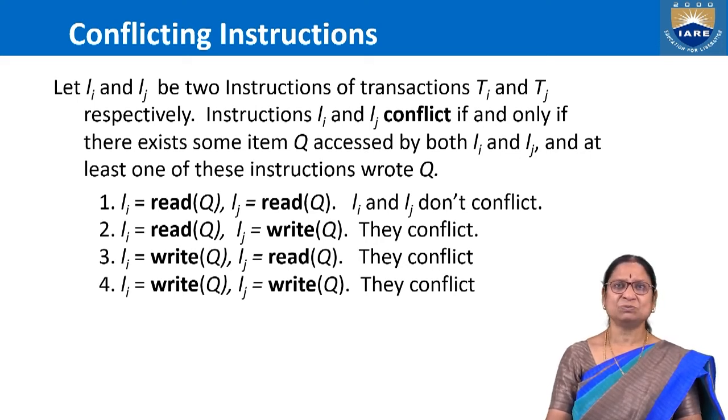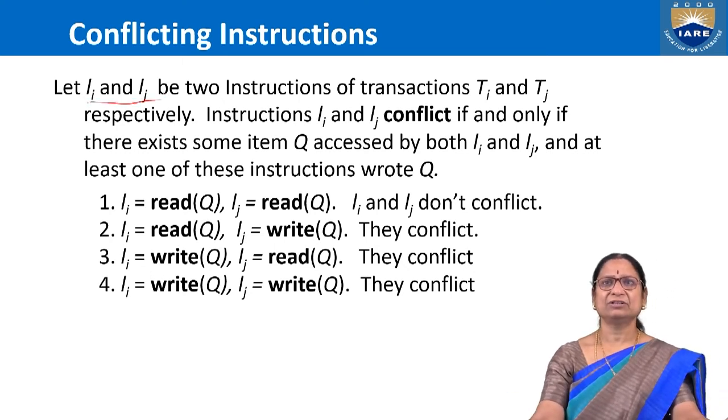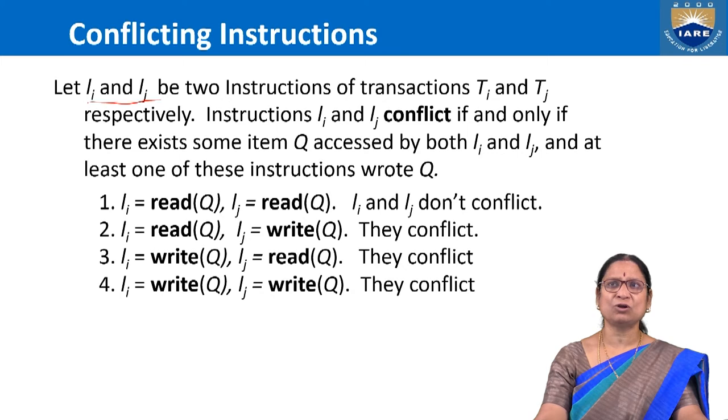Now we'll move to the first technique, conflict serializability. For conflict serializability, first we have to understand what is meant by conflicting instructions. Conflicting instructions means we will consider 2 instructions and check whether these 2 instructions conflict or not.